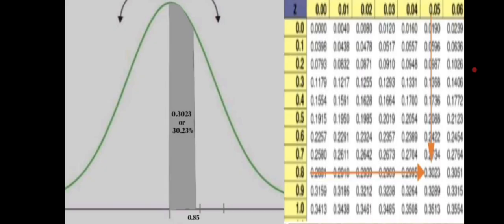Using the z-table, go down the left-hand column, labeled z, to 0.8, then go across that row until the column 0.05. If we add 0.8 and 0.05, that will be 0.85. The number in the table, 0.3023, is the area under the standard normal curve between 0 and 0.85. Since the z-score is positive, the shaded region is on the right side of the mean.